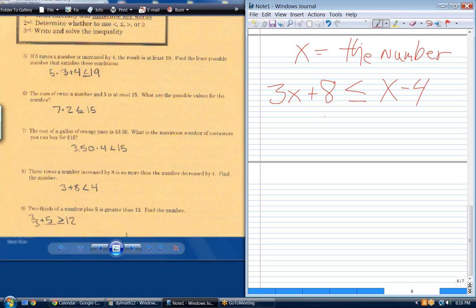Well, it's no different than anything else. I can subtract x from both sides, which leaves me 2x over there, and I can subtract 8 from both sides, which leaves me minus 12 there. Divide both sides by 2, and there it is. Find the number, and the number is minus 6.